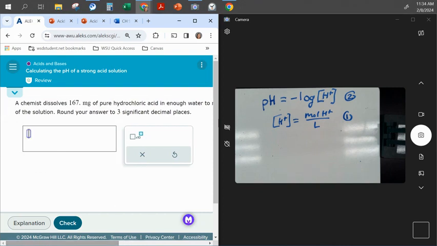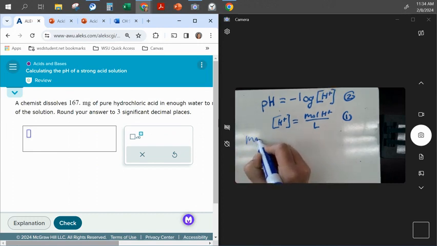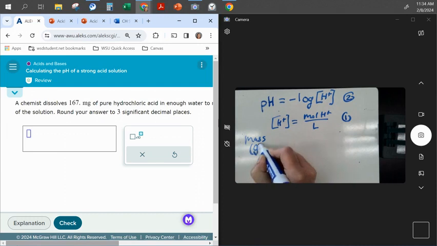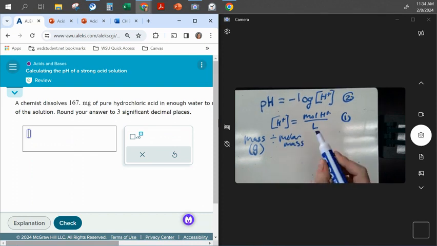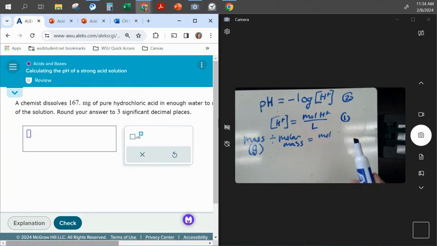So they're going to give us a mass. We're going to take the mass and make sure that it's in grams. We're going to divide by the molar mass. We have to know the formula to find the molar mass. That's going to give us moles. And then we have to make sure that the volume they give us is in liters, and then we'll have moles divided by liters.